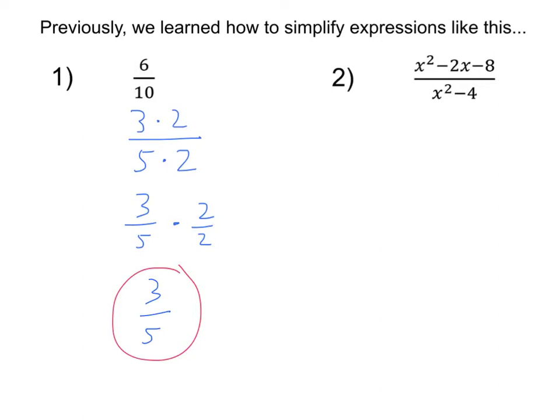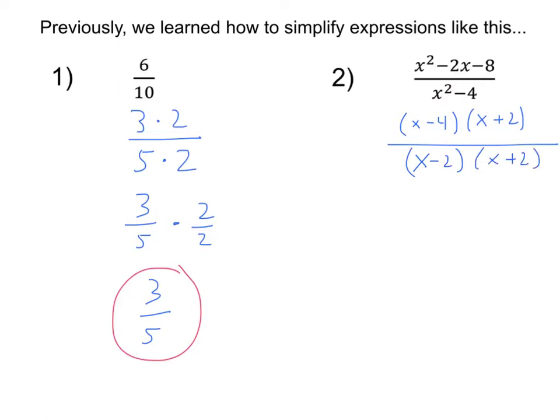And we just apply the same idea to these more complicated ones. So what we want to do is factor. I'm not going to show all the steps for the factoring, but to factor this numerator here, we can just use our magic x technique. So that would factor as x minus 4 times x plus 2. And then the denominator can be factored with difference of squares. So the denominator would be x minus 2 times x plus 2.